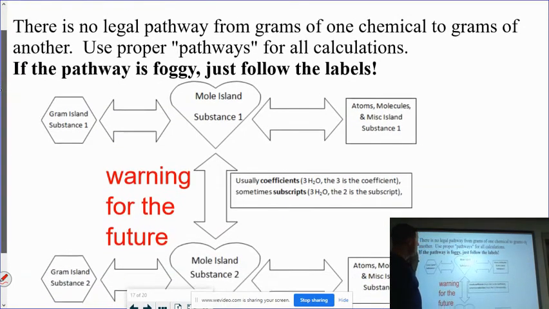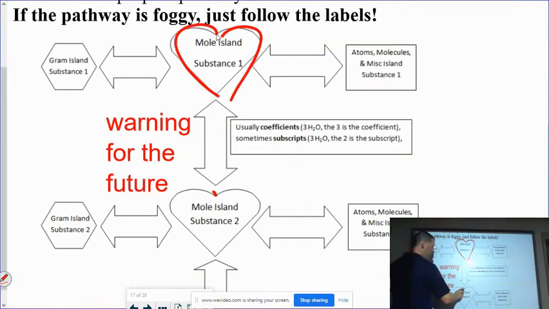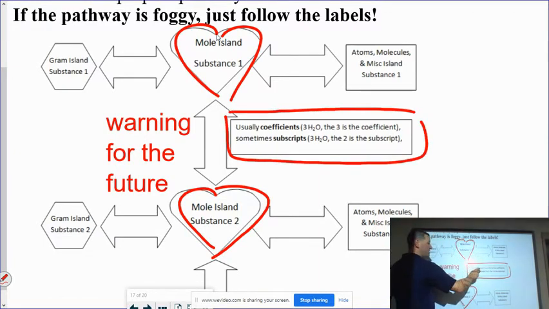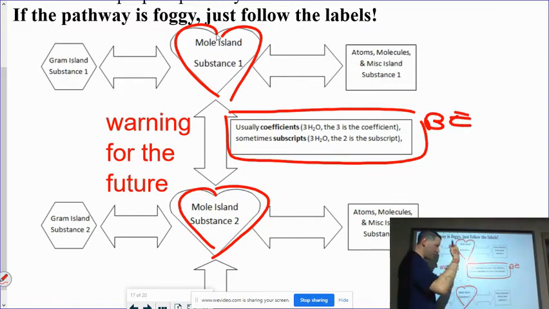So again, we are going to be using this mole island to mole island bridge. We're going to be using coefficients to get there. That's right here. If you don't know what coefficients are, maybe you want to write the balanced equation word right behind it, because that'll trigger that you have to use a balanced equation. A couple things that you do need to know about.